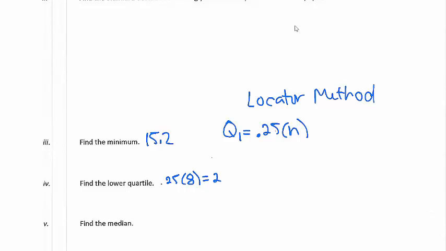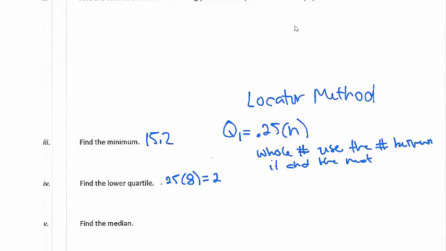Okay, if this is a whole number, use the number between it and the next one. So we're going to take L, this is L, it's a locator, to find Q1, I should say, L plus L1 divided by 2 equal Q1. Let me show you what that means. It's not as scary as it looks.